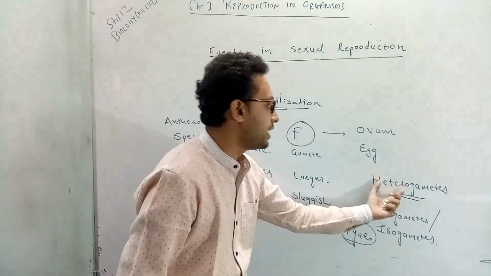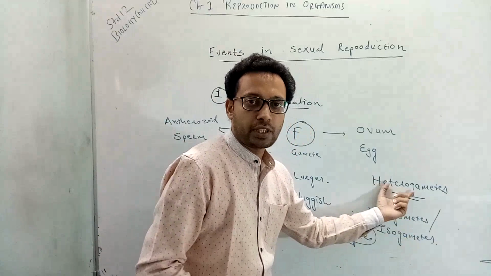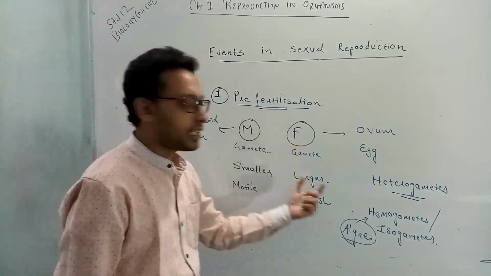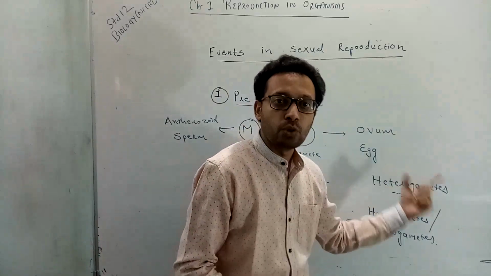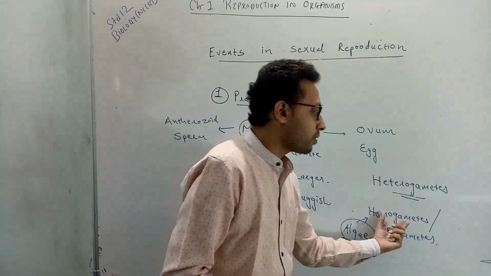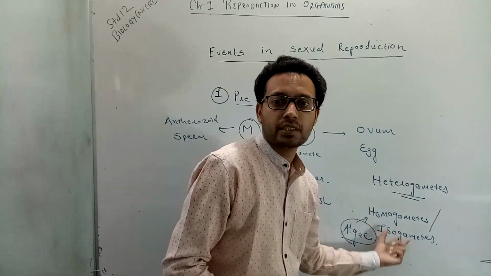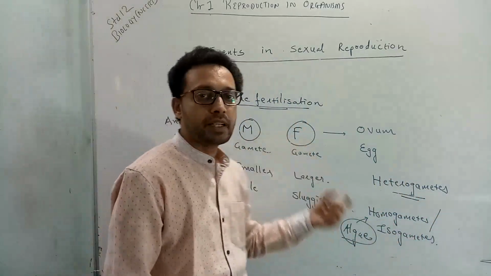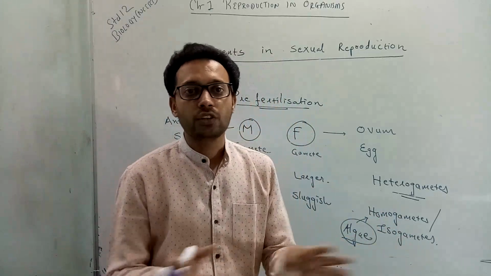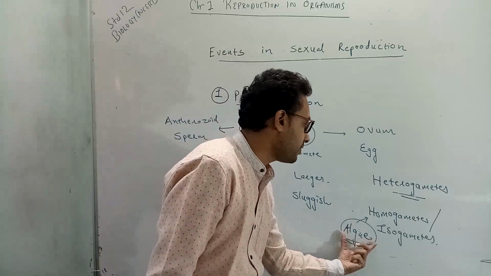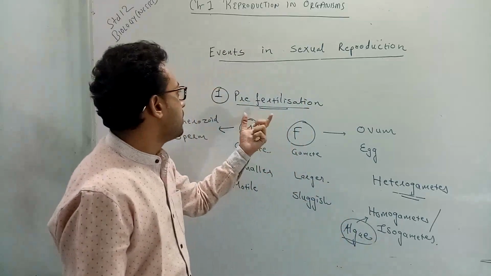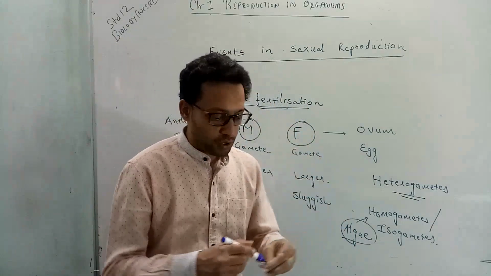Again, to repeat: what are heterogametes and homogametes? Heterogametes means gametes that differ in their appearance. Most animals, including humans, have heterogametes. Homogametes or isogametes means the male and female gametes are so similar in morphology or appearance that we cannot distinguish them. Such kinds of gametes can be found in algae. So that is the formation of gametes and the types of gametes.